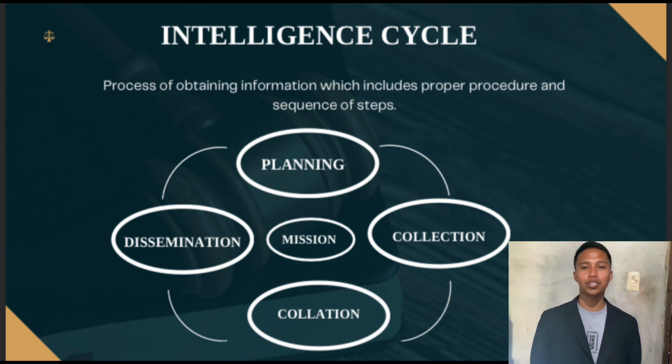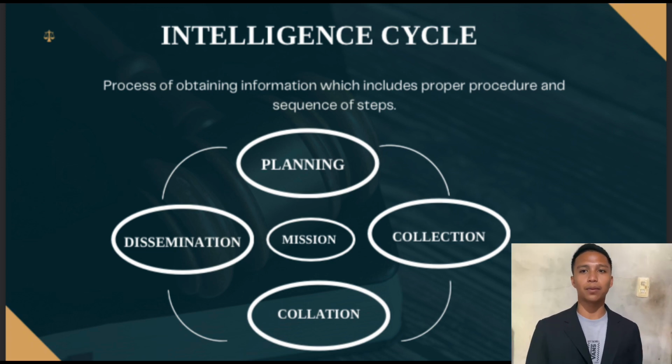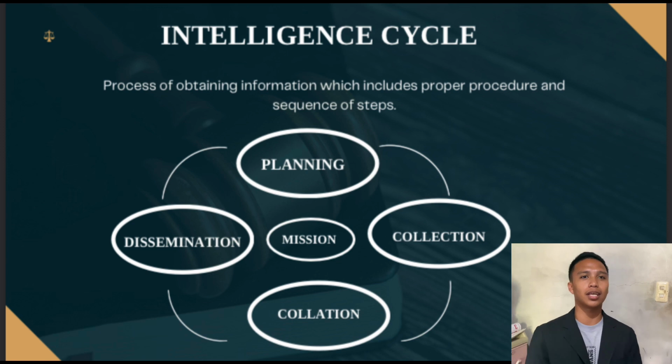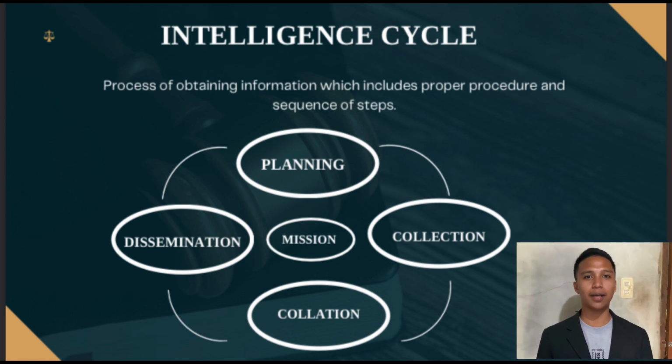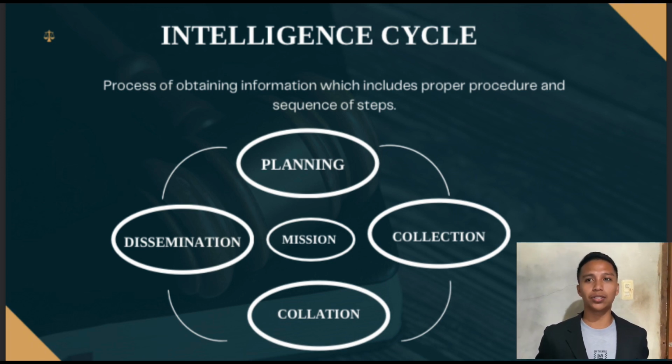Intelligence cycle is important as it provides the necessary details in attaining the mission. Mission is the purpose why intelligence should be gathered and used for a particular undertaking. This is considered as the heart of the intelligence cycle. For example, if the mission is to solve a crime, the intelligence cycle will start from planning, collection, collation, and the dissemination of the information.